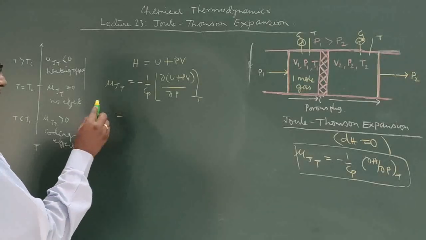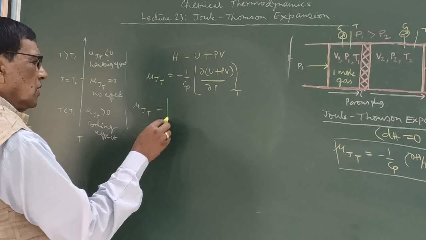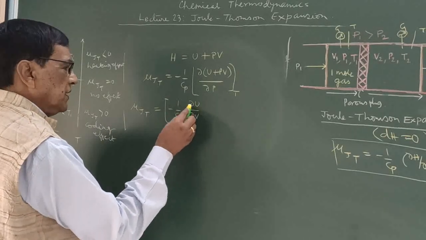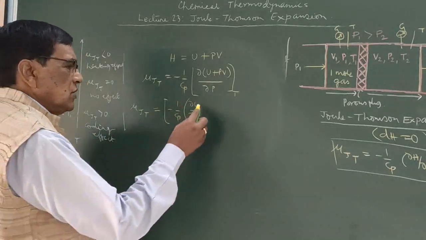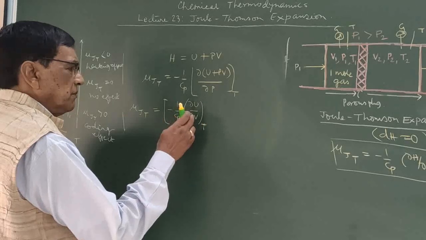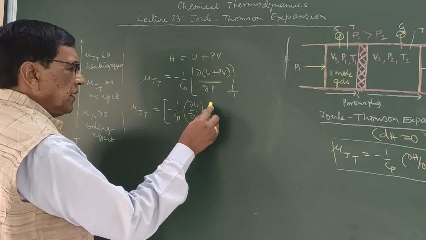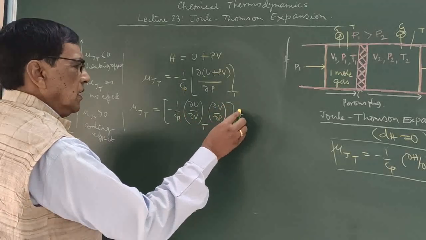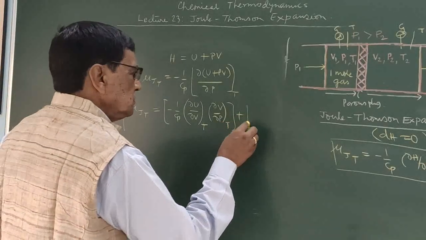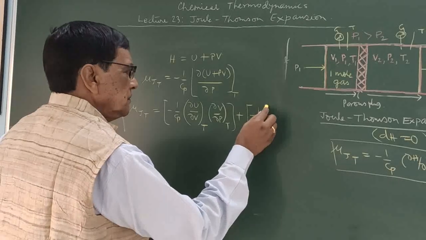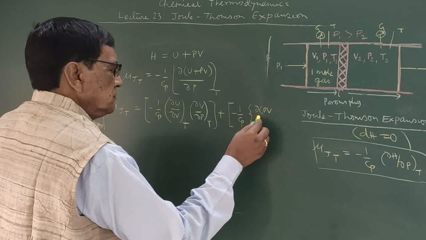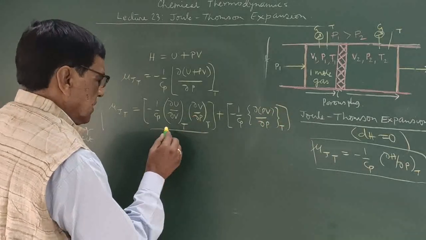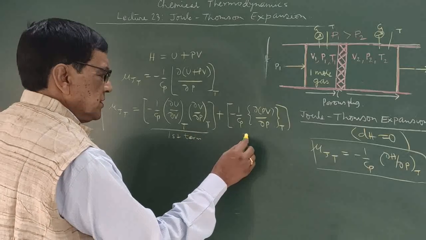Or I can write here elaborately: mu_JT equals minus 1 by Cp into del U by del V, as internal energy is a function of volume, at constant temperature. Since it is written del V instead of del P, we can multiply by del V by del P at constant temperature, and this is the first term. Plus, minus 1 by Cp into del(PV) by del P at constant temperature, bracket close. This is the second term.